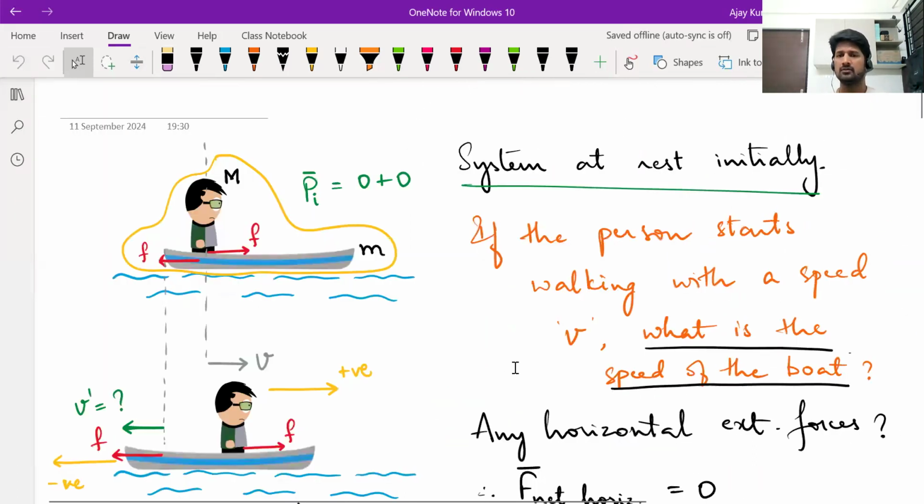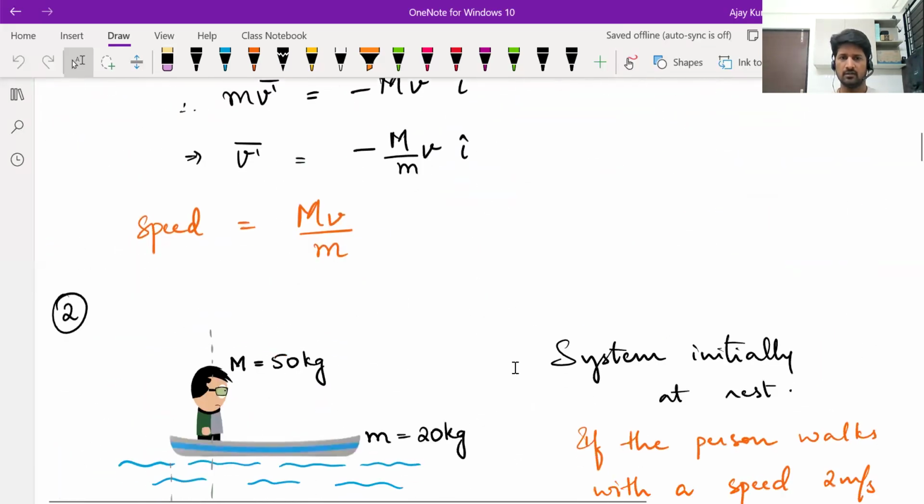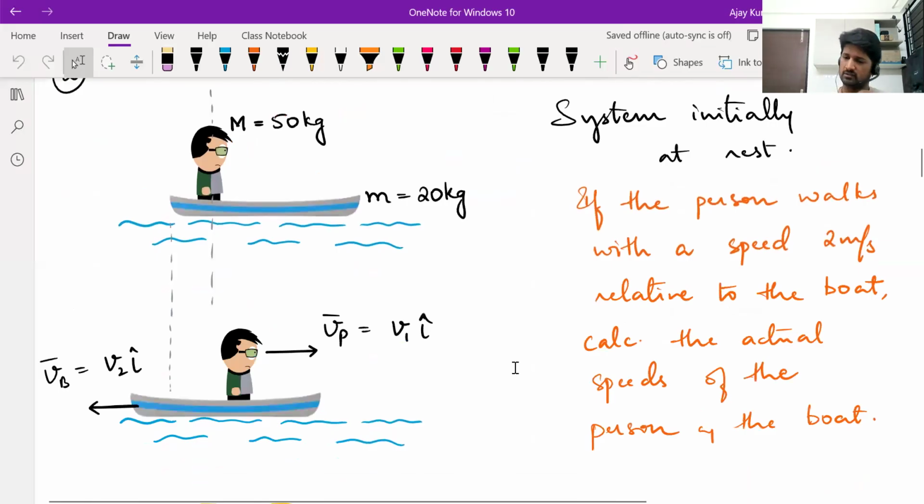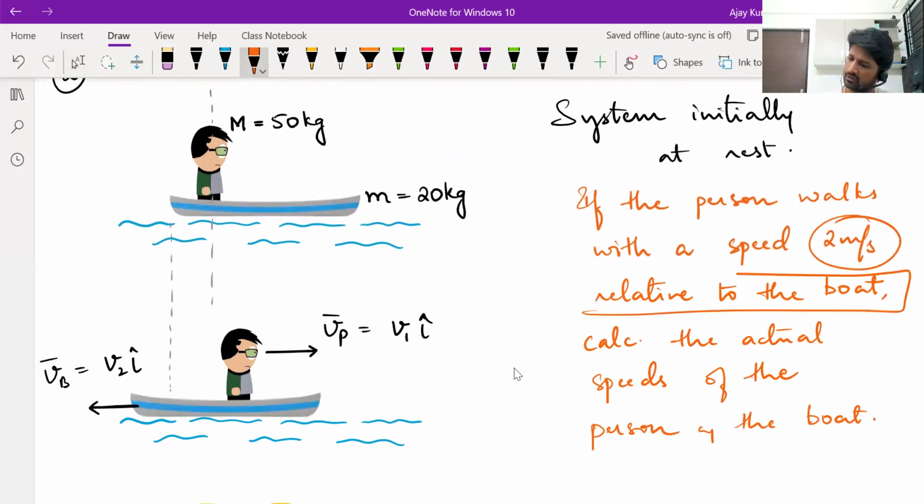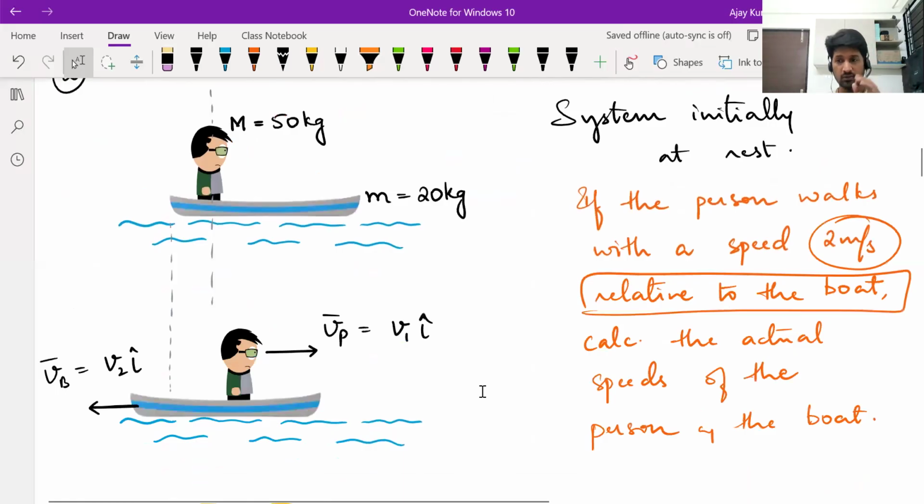Yes. So if the person starts walking with a speed v, what is the speed of the boat? Here we discussed two kinds of questions: speed v with respect to ground, and speed relative to the boat. The approach will be different. In one case, the actual speed is given. In one case, the relative speed is given. You can't substitute relative speed in the momentum equation directly. You have to get the actual speed.